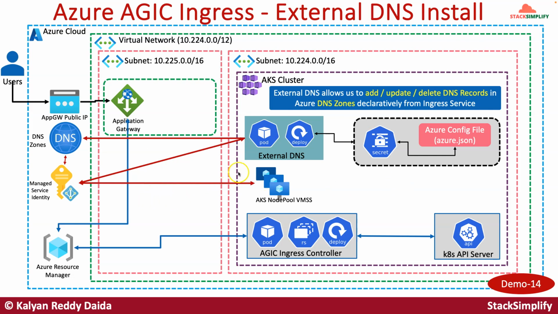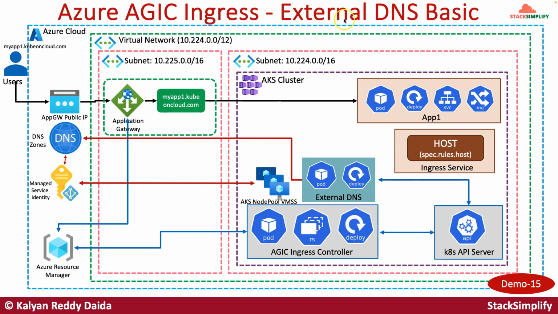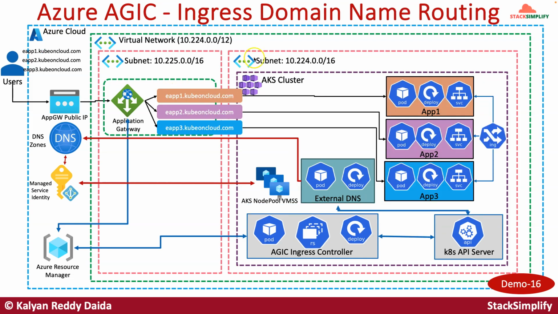During the process, we are going to learn how the external DNS pod inside the AKS cluster is able to access and add, delete and update the records in DNS zones using managed service identity. We are going to discuss it in detail and implement it. After that, we'll go ahead and implement a simple external DNS basic demo, wherein in the Ingress service, we are going to use specs.rules.host.